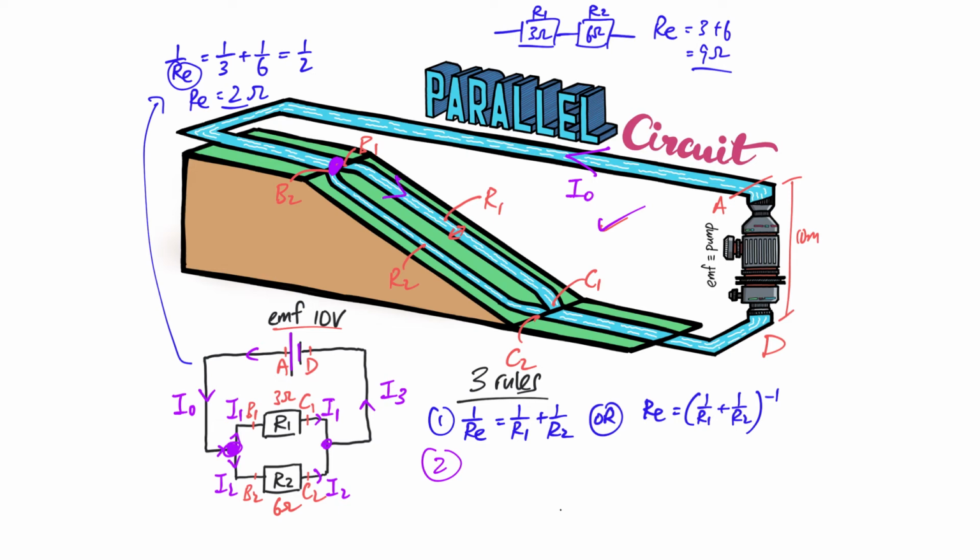Because this is your branch R1, that will be my I1, and by looking at the diagram, the current I1 will be greater than the current I2 because it's wider, less resistant, more current flows. And then you look at the bottom at point C here, the two small rivers are going to join back, and then this part here will be I3.